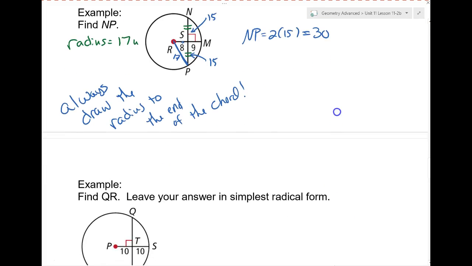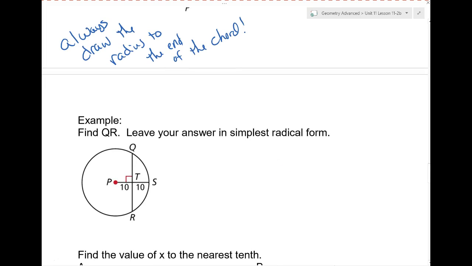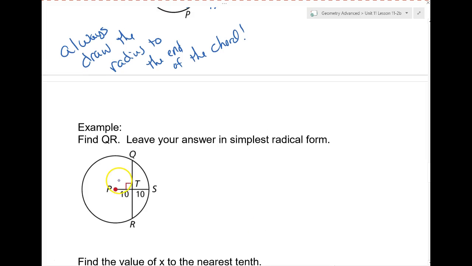All right, let's look at another one. It says find the length of segment QR. Leave your answer in simplest radical form. What are you going to do? Emma, mark up the diagram. See, you just made me happy by saying that. Yes, thank you. Mark up the diagram. So where am I going to mark it up? What am I going to do? Start talking to me.